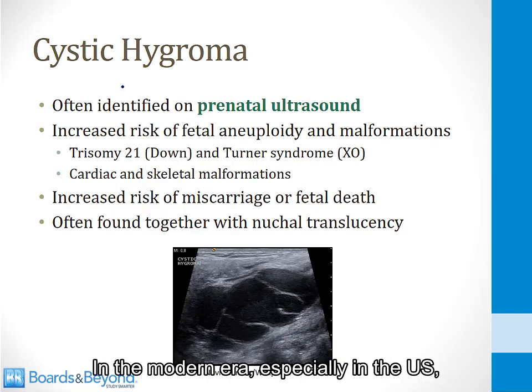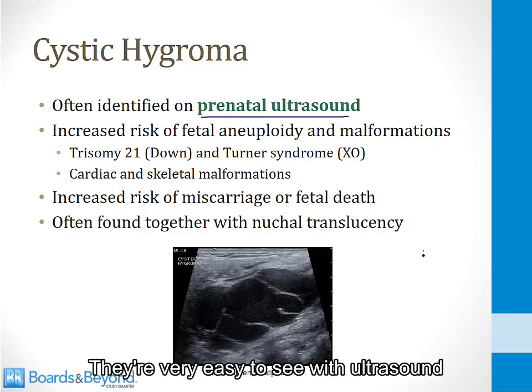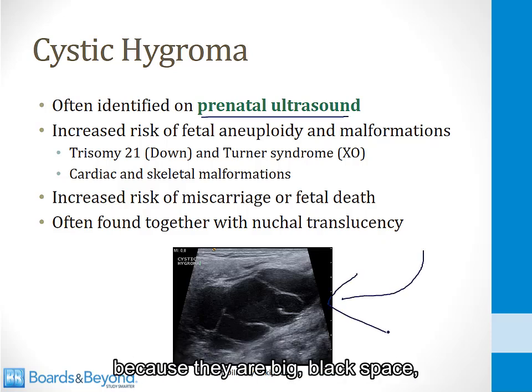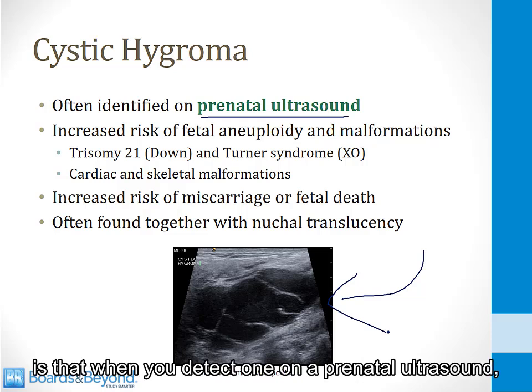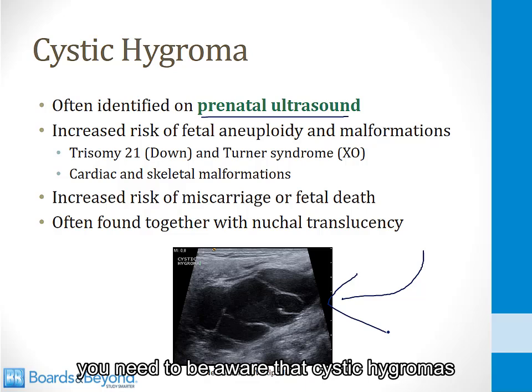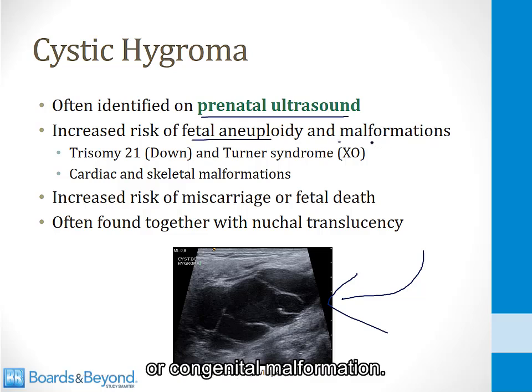In the modern era, especially in the U.S., cystic hygromas are often identified on prenatal ultrasound. They're very easy to see with ultrasound because they are a big black space, like what I've shown on the screen here. These are benign lesions, but the reason they are a cause for concern is that when you detect one on a prenatal ultrasound, you need to be aware that cystic hygromas are associated with a higher risk of fetal aneuploidy or congenital malformation.